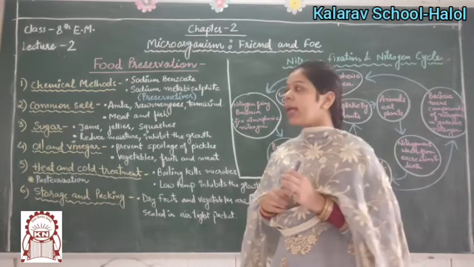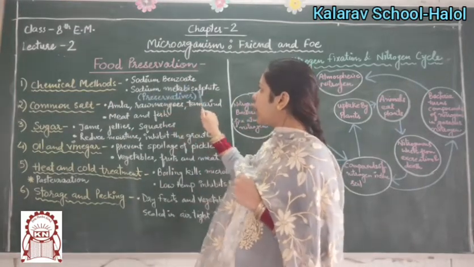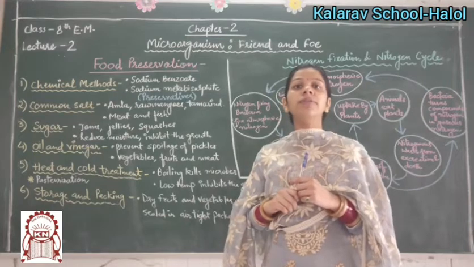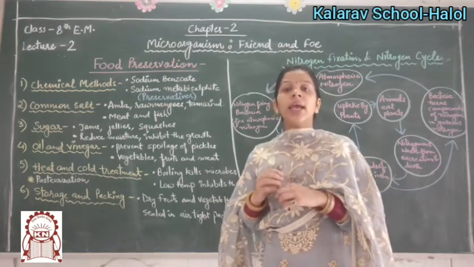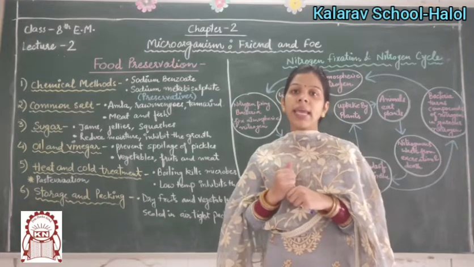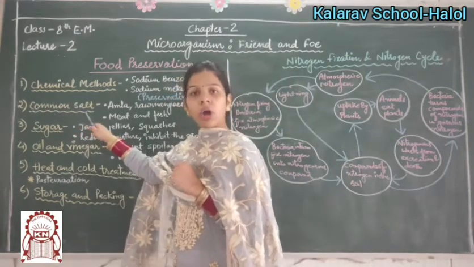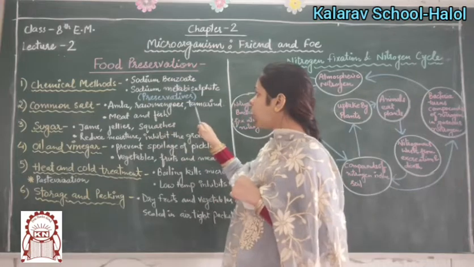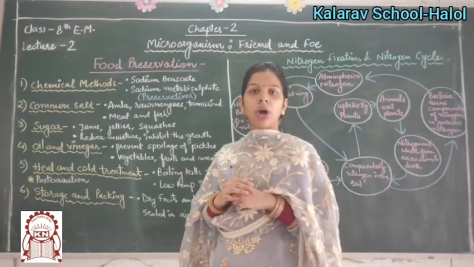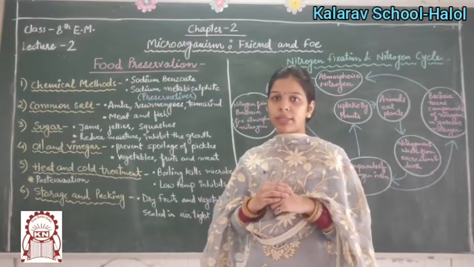First of all, number 1 is chemical methods. Sodium benzoate or sodium metabisulfite are the preservatives used in squash, jam, jellies, in which we can prevent the attack of microorganisms and save these items for long terms. Next is prevention by common salt. Amla, raw mangoes, tamarind, meat and fish are saved by applying common salt to these food items so that we can prevent the growth of microorganisms.